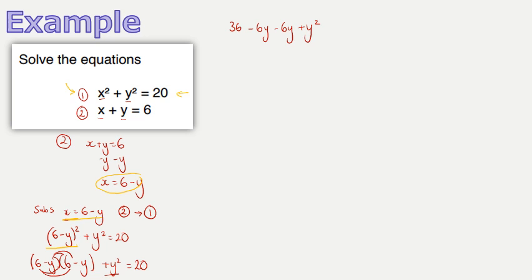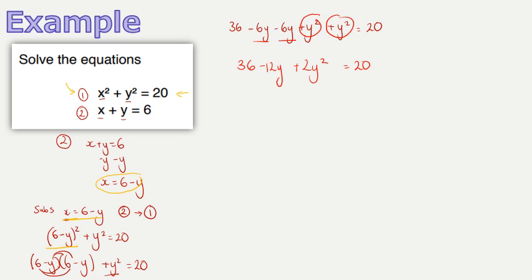Plus y squared on the end equals 20. Collecting like terms, I can see that I've got minus 6y, which would give me minus 12y. I can see I've got 2y squared, and I've also got a 36 here, and that's all equal to 20.